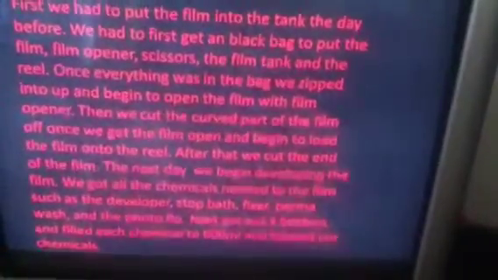So first you cut the part of the film off and begin to open the film. And you'll begin to load the film into the reel. After that, we would cut the end of the film. The next day we began developing the film. We got all the chemicals needed for the film, such as the developer, stop bath, fixer, Perma Wash, and the Photo-Flo.